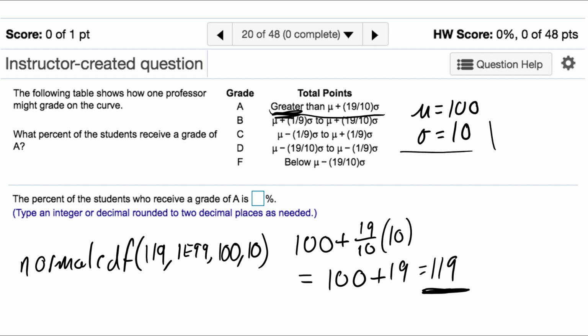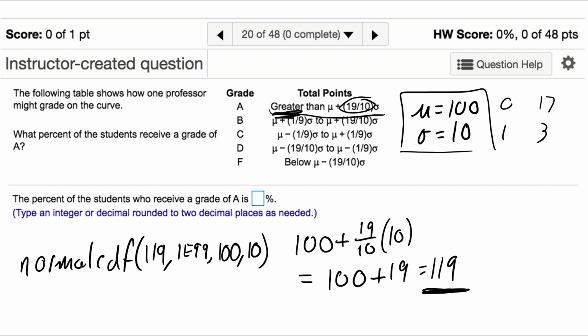And you could have chosen any other values for your mean and standard deviation. You could have chosen 0 and 1, or you could have chosen 17 and 3. It really doesn't matter. You can make up literally any value you want for the mean and standard deviation. And it's the exact same thing, because 19/10 is a z-score. That is the number of standard deviations away from the mean. And so it has the same area to the right no matter what the mean and standard deviation are.